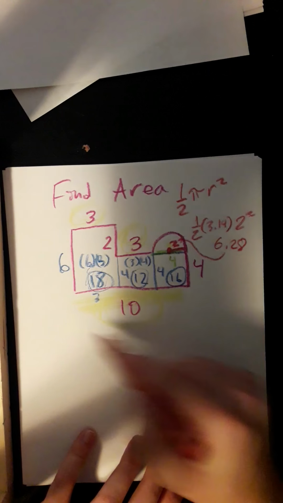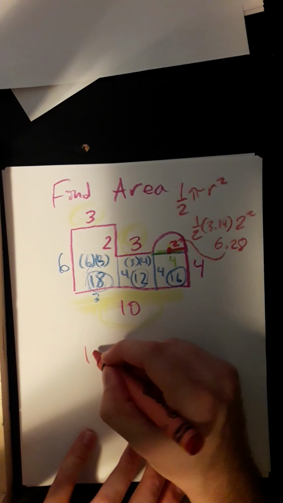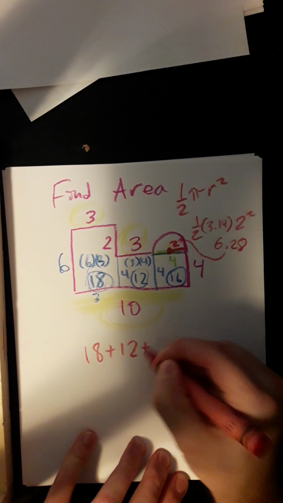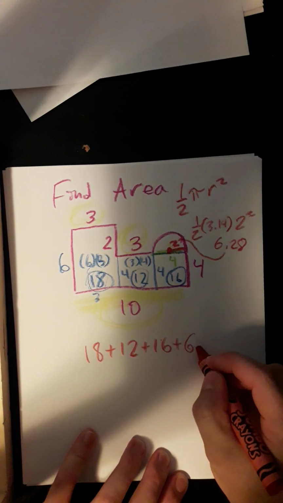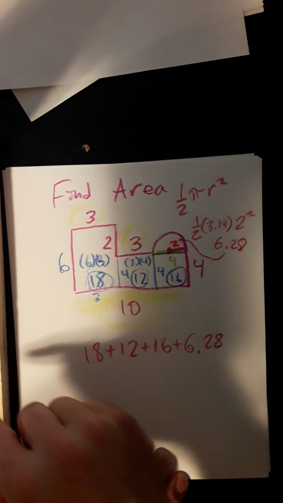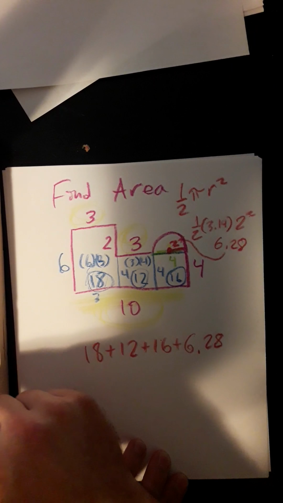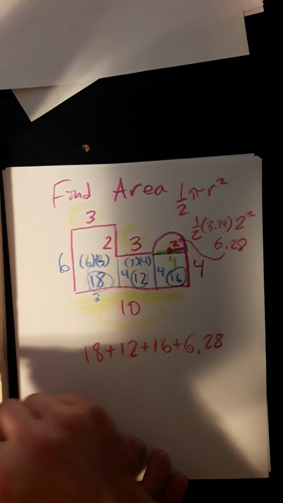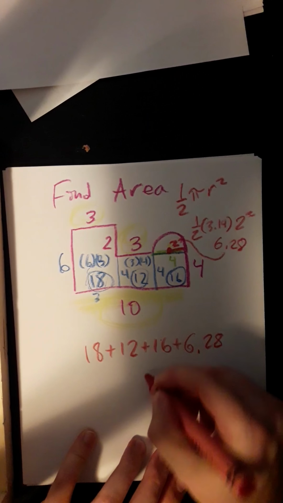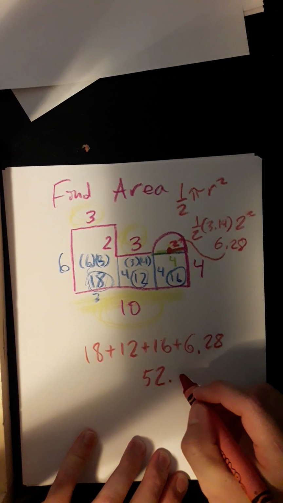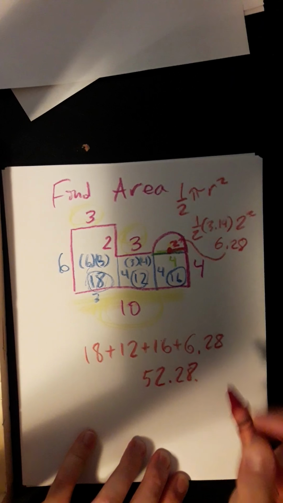So if I wanted to find the area of this whole big shape, I would do 18 plus 12 plus 16 plus 6.28. Which is 52.28. And that's composite area.